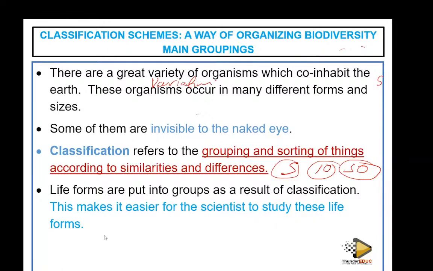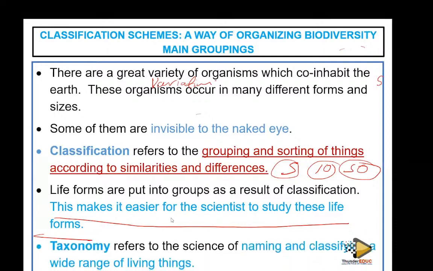Why do we need classification? A question can come like that. Why do scientists carry out classification of organisms? They carry out classification of organisms to make it easier for them to study these life forms which exist. So when scientists arrange these organisms based on these living things, scientifically we call it taxonomy. Taxonomy refers to the science of naming and classifying them. Yes, you name the organism and classify them.